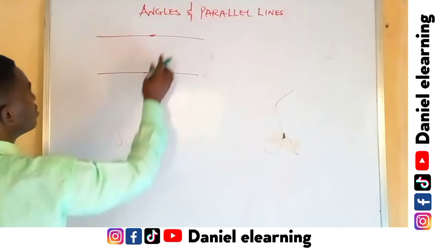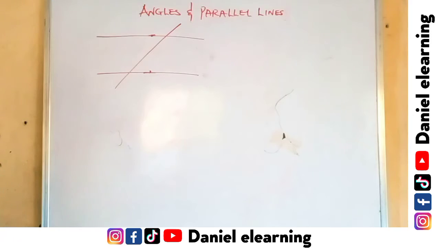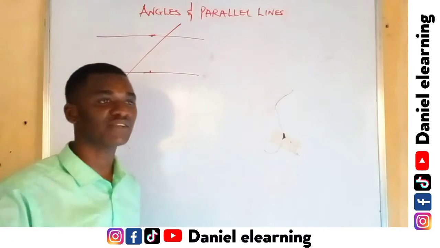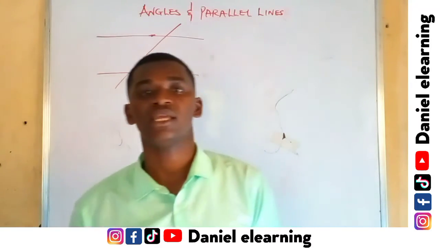Now another thing I will show you is when you have two parallel lines like this, and you notice that there is a line that cuts across the two parallel lines. This line that cuts across two parallel lines is called a transversal line. A transversal line is a type of line that cuts across two parallel lines.